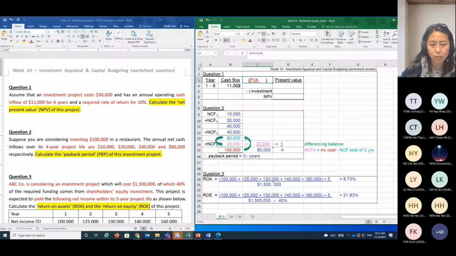The PVA is 6, which means 6 years, comma 10% represents the rate of return. Okay, 10%. Okay, go back to your PowerPoint.